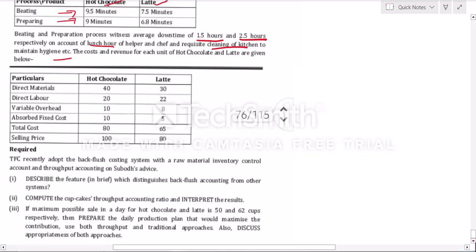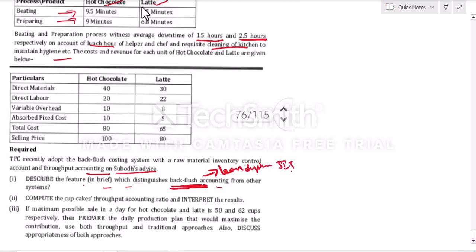TFC recently adopted a backflush accounting system in raw material inventory control accounting and throughput accounting system on Subodh's advice. Describe the features which distinguish backflush accounting from another system. So they have implemented backflush accounting, it seems. So they are asking how it is different from other systems. First, we need to know what backflush accounting says, and we study this in lean system under just-in-time model. So I will tell briefly what it means.